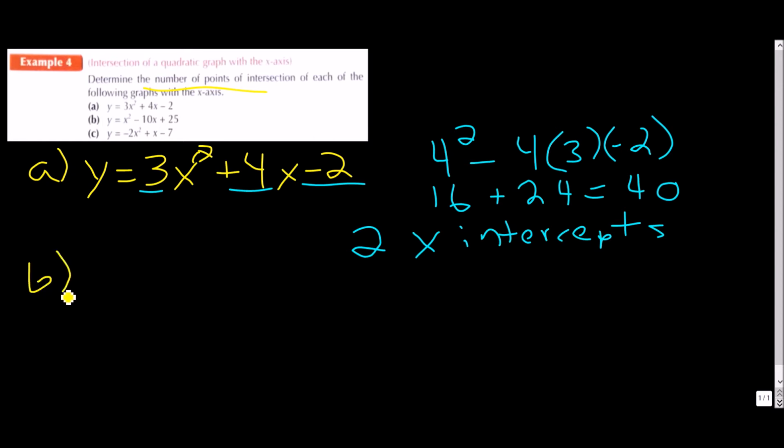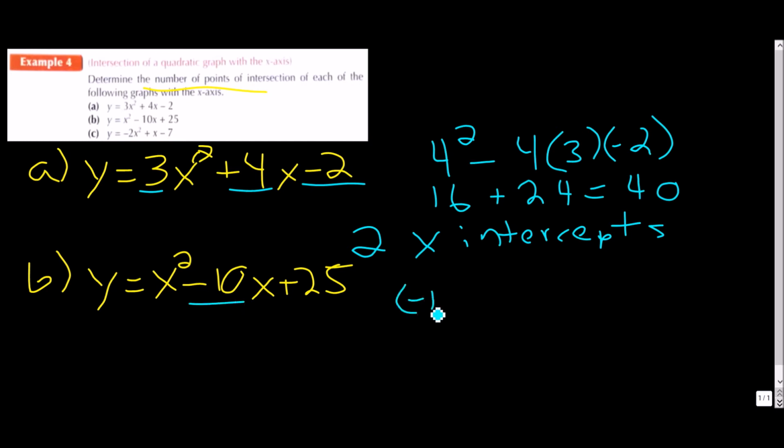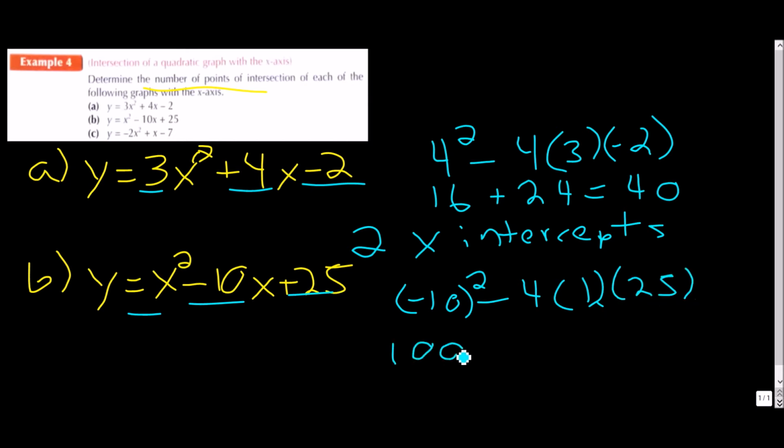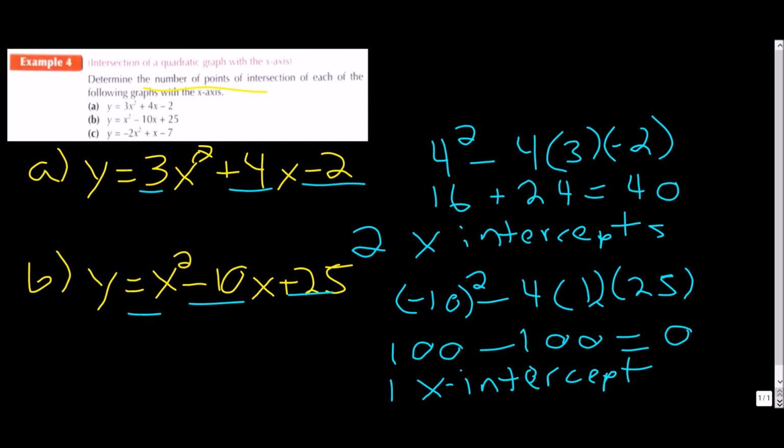B says y equals x squared minus 10x plus 25. Okay? So then we do the same thing, right? We're looking for b squared, which is negative 10 squared, minus 4 times a, so there's 1x squared, and then what's left is 25. So this is 100 minus 100, and that equals 0, right? So at this point our discriminant is 0. It's actually a perfect square, and that means that it's going to have 1 x-intercept. So in the last section we called this 2 real and equal roots, but it's only 1 x-intercept.